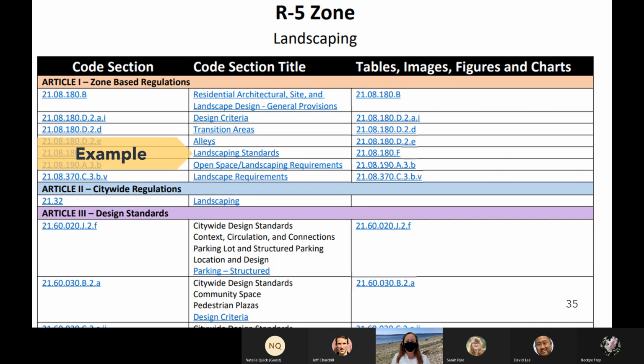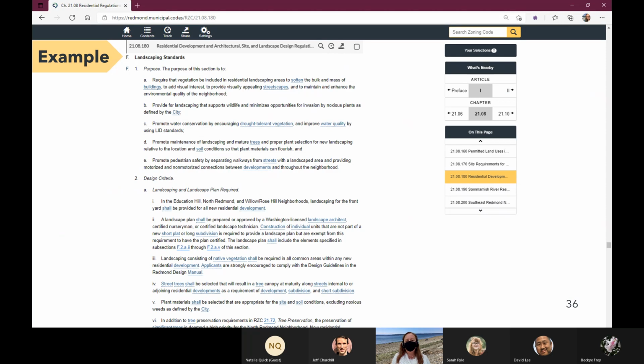But in this scenario, you will be able to, at minimum, know where to look to confirm whether a particular section of code applies or not. And then finally, by using that table, you would navigate to the actual zoning code. So here you can see we've navigated right into the landscape standards through a 2-click process. And we hope that this is providing helpful wayfinding during this current year.